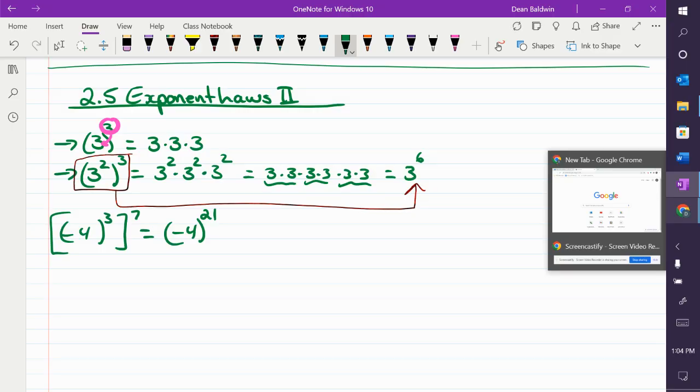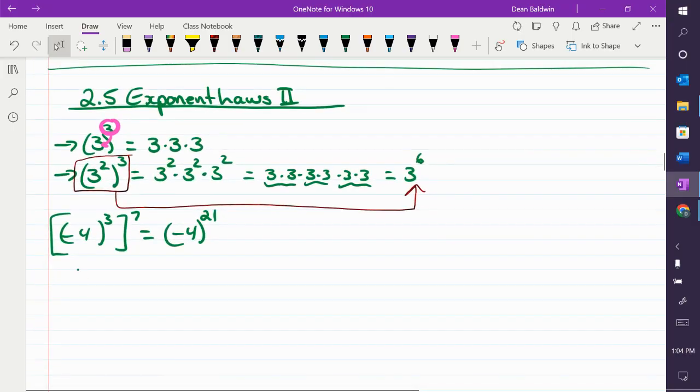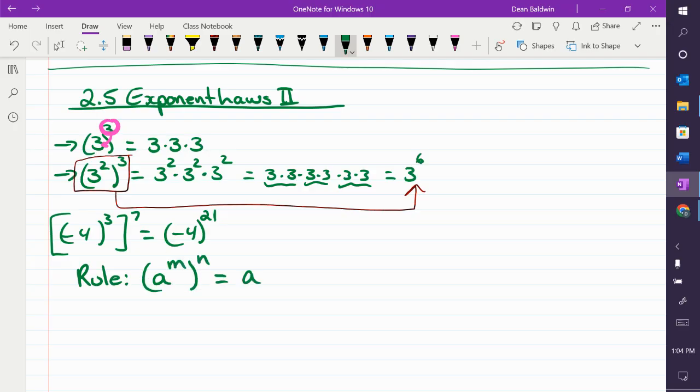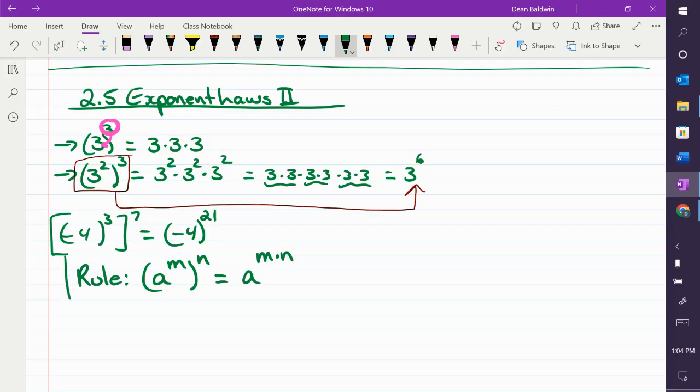The point is, when you have an exponent raised to another exponent, you multiply the exponents. Okay? So here's the rule, the way they would write it. A to the power of m, raised to the n, is a to the m times n. You multiply the exponents. You do not add them.